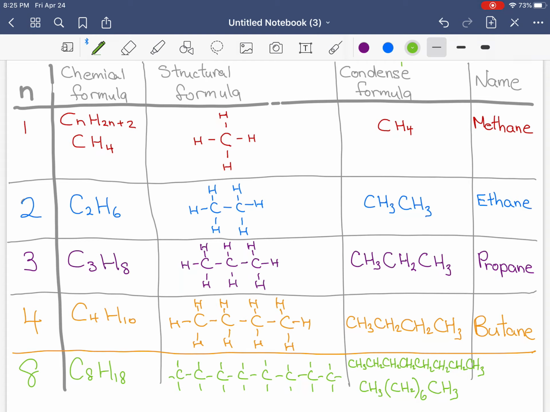All right, 8. You're looking at C8. What would be the name for this chemical formula? Well, hey, octane. Okay, the main ingredient for gasoline.